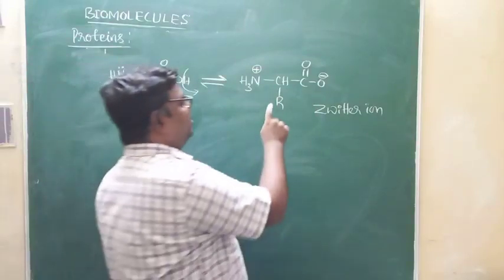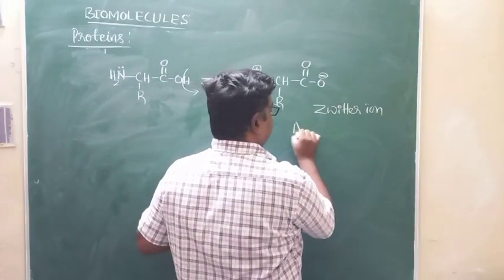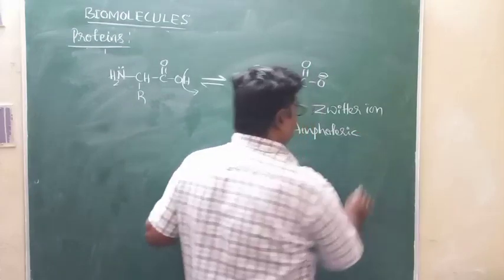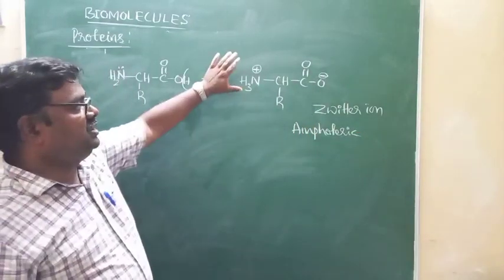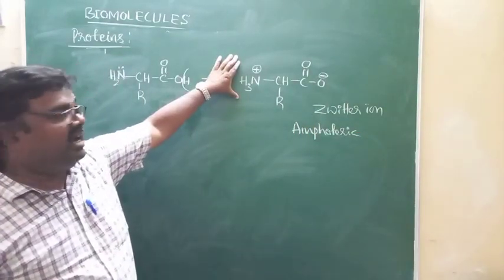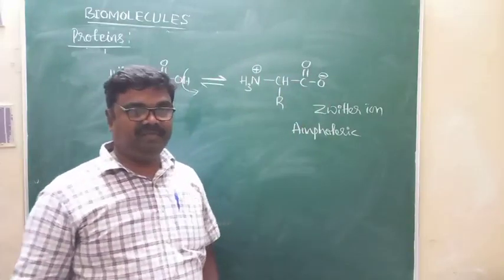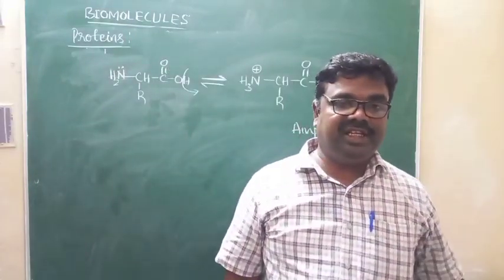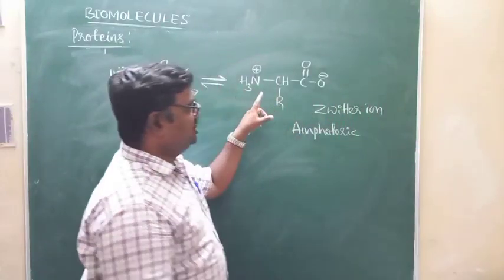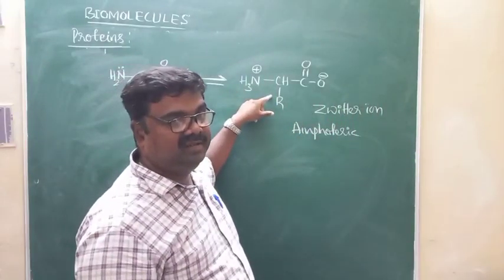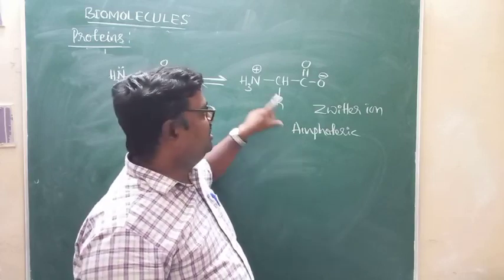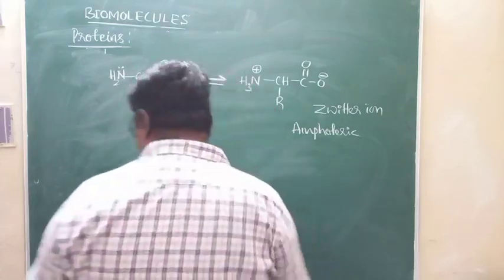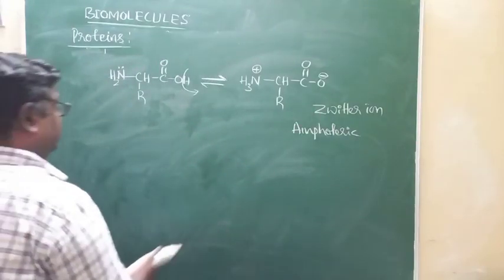As far as the zwitterion form is concerned, this zwitterion form of alpha amino acids is amphoteric in nature. That means it can react with acids as well as bases. Amphoteric substances are those which react with acids as well as bases. Like that, the zwitterion form of alpha amino acids is amphoteric in nature because it reacts with acids as well as bases. That I can represent using equations like this.